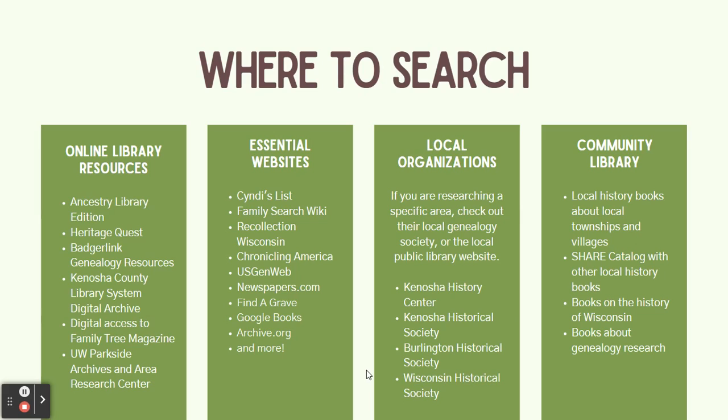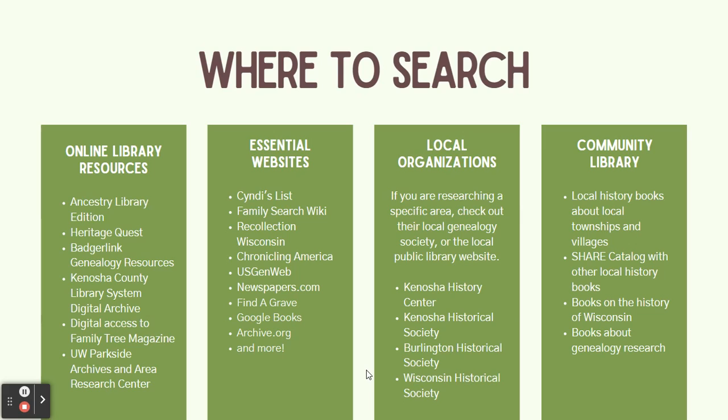There's also the Kenosha County Library System. We have a digital archive, and these are local things like yearbooks and different collections to look through there. We also have digital access to Family Tree magazine through Overdrive that you can check out and read. They also have back issues available, and those are more about how to do genealogy research. Another local thing I wanted to highlight was the UW Parkside Archives. They have a lot of local Kenosha resources, things like court records. Those are available through Parkside.